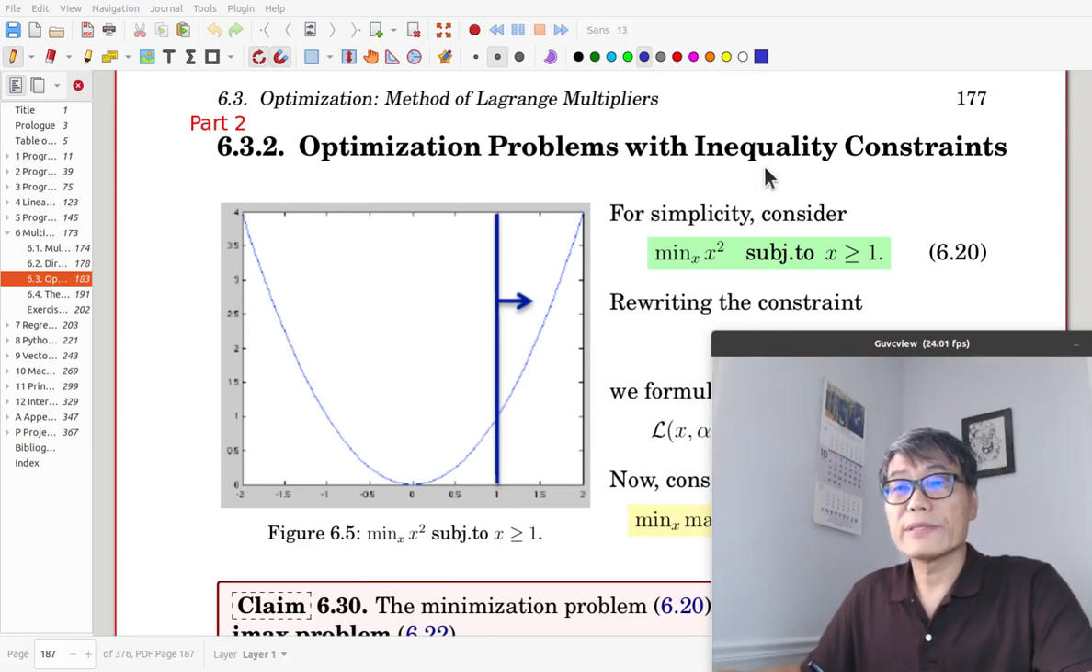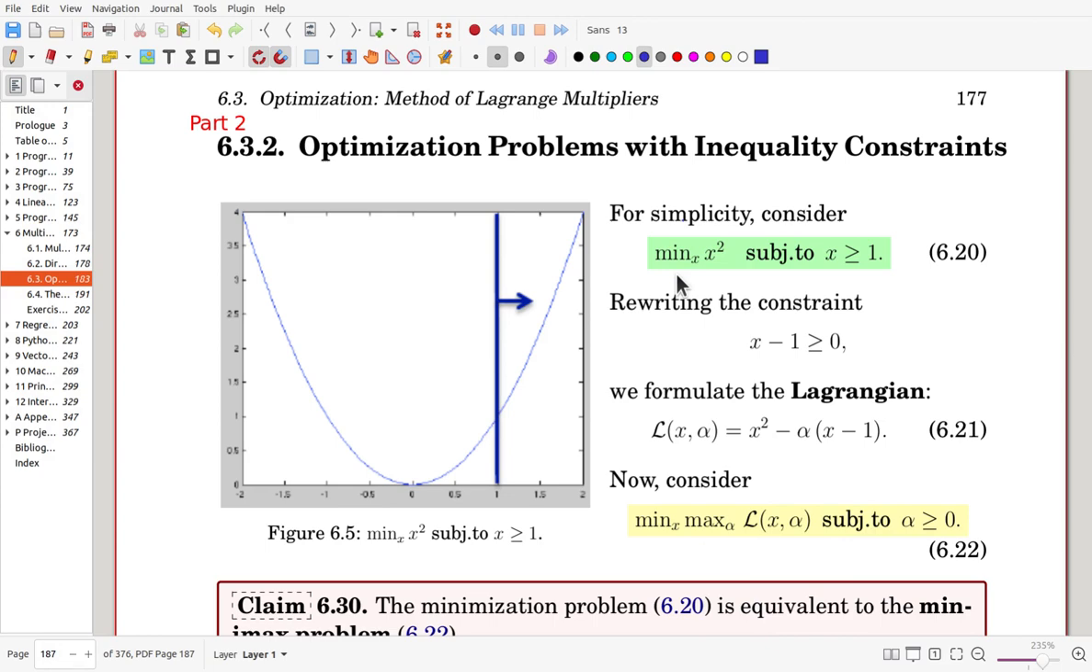In the second part of section 6.3, we'll study optimization problems with inequality constraints. For simplicity, consider this minimization problem: minimization of x squared. We choose f of x is x squared, subject to x is larger than or equal to 1. In this figure, the curve is y equal x squared, and we try to find the minimum when x is larger than or equal to 1.